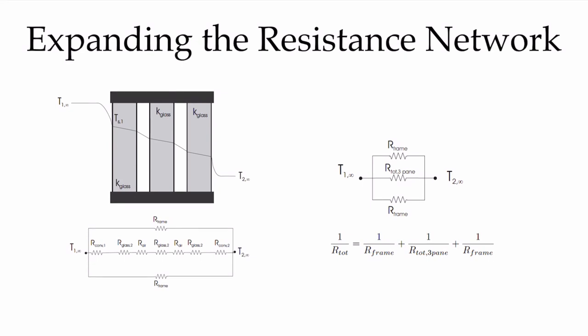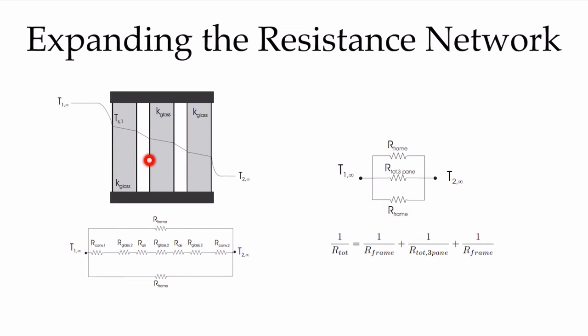Before I complete this video, I want to make one more comment. We have these air gaps in the window, and we've assumed that the air is not moving, and therefore we have a pure conduction resistance through there. Really, we'll have to consider the conditions under which that air is in fact stationary.